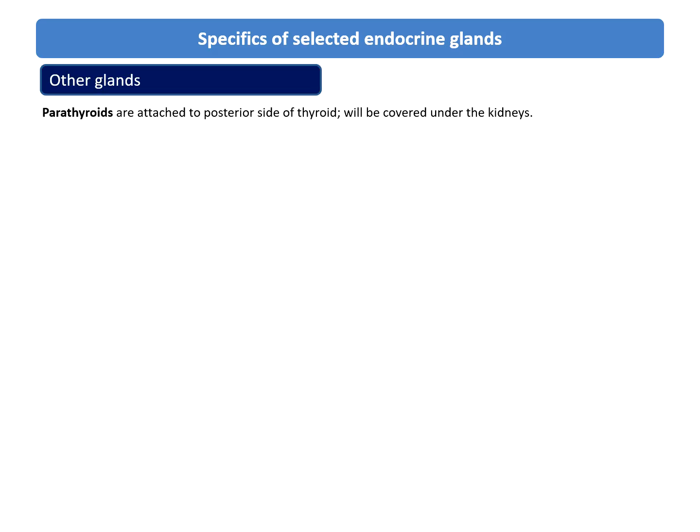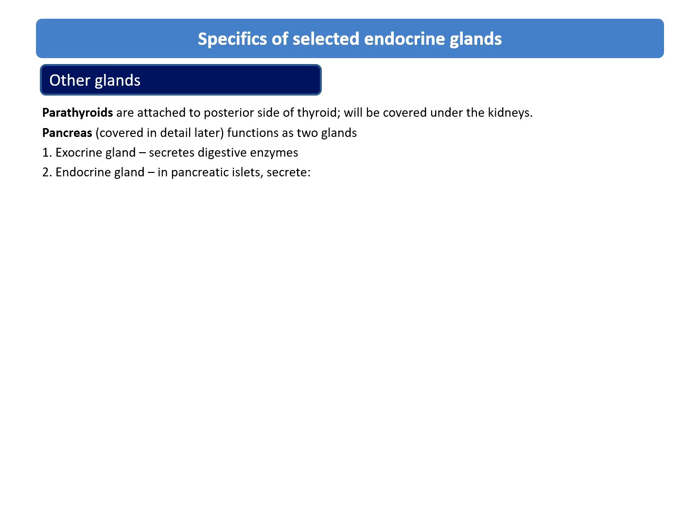Briefly, a few other glands need mentioning. Parathyroids are attached to the posterior side of the thyroid. We'll cover them under the kidneys. The pancreas functions actually as two glands. It's an exocrine gland secreting digestive enzymes through ducts, and an endocrine gland secreting hormones from pancreatic islets. These include glucagon from the alpha cells and insulin from the beta cells. This will also be covered at a later time.